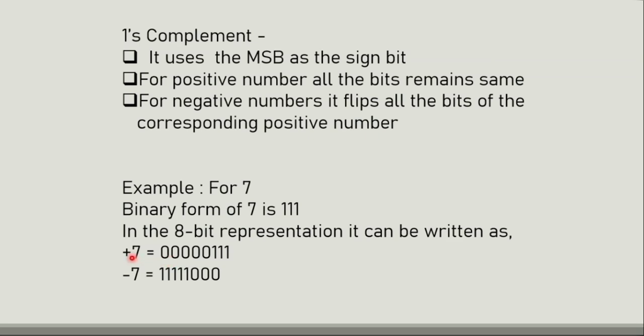Now nothing more to do for the positive. Now what do we have to do to find the one's complement of negative 7? We have to just flip the bits of the corresponding positive number. Now we have the corresponding positive of 7, that is 0, 0, 0, 0, 0, 1, 1, 1. To find negative 7, just flip all the digits: 0 becomes 1, 1 becomes 0. We will get the answer of -7 in binary form, as an 8-bit representation. This is nothing but the one's complement.